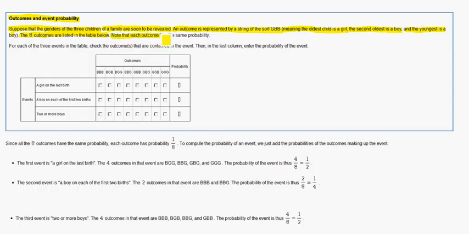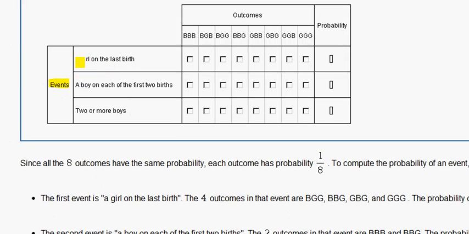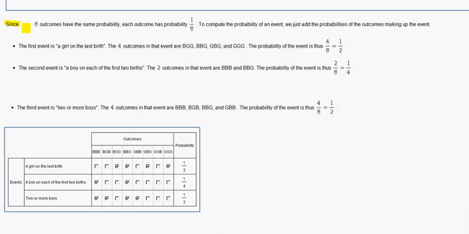Note that each outcome has the same probability. For each of 3 events in the table, check the outcomes that are contained in the event. Then in the last column, enter the probability of the event. So here are the events: a girl on the last birth, a boy on each of the first 2 births, or 2 or more boys. Then we have the outcomes and the probability here. Since all the 8 outcomes have the same probability, each outcome has a probability of 1 out of 8.